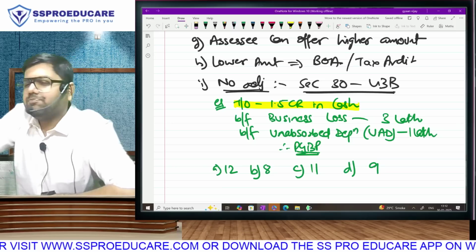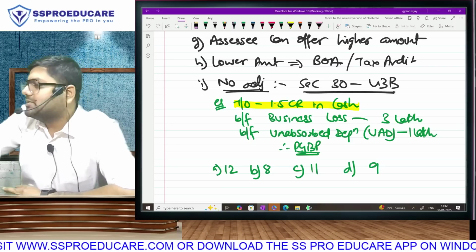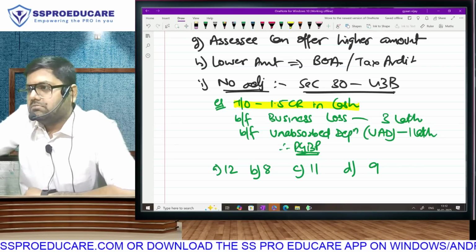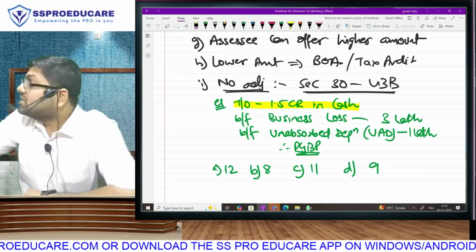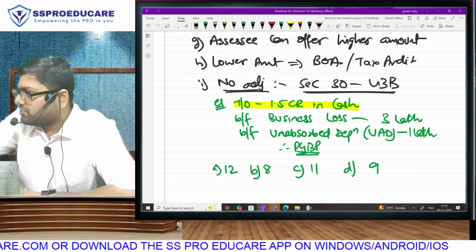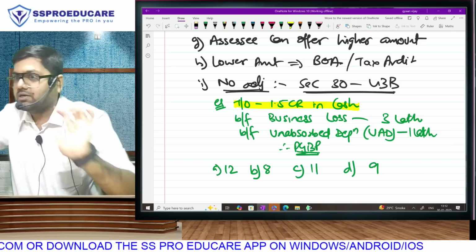Don't attempt this because you won't understand. Even CA final students went wrong when it came in their exam. This was a direct test on knowledge of section number. We have a chapter called set off and carry forward of losses, which we are yet to do. So you won't understand this.